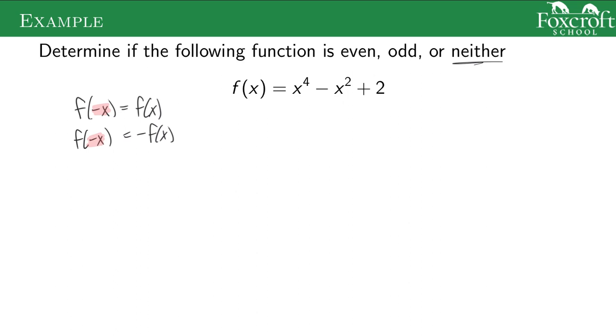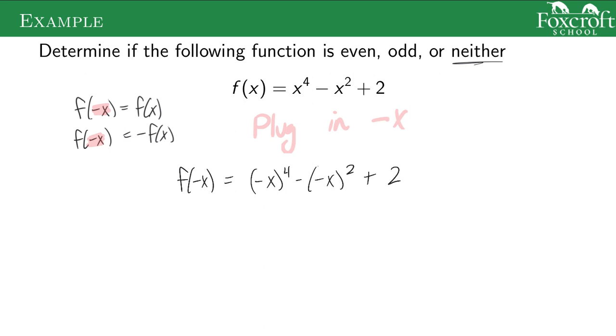So the first thing I'm going to do is plug in negative x. If I plug in negative x, I'm going to get negative x raised to the fourth minus negative x squared plus 2. And the important thing to remember is a negative raised to an even power is positive, because all the negatives pair up. A negative raised to an odd power is negative, because all of them but one pair up. So a bunch of them pair up and cancel, but one of them doesn't.